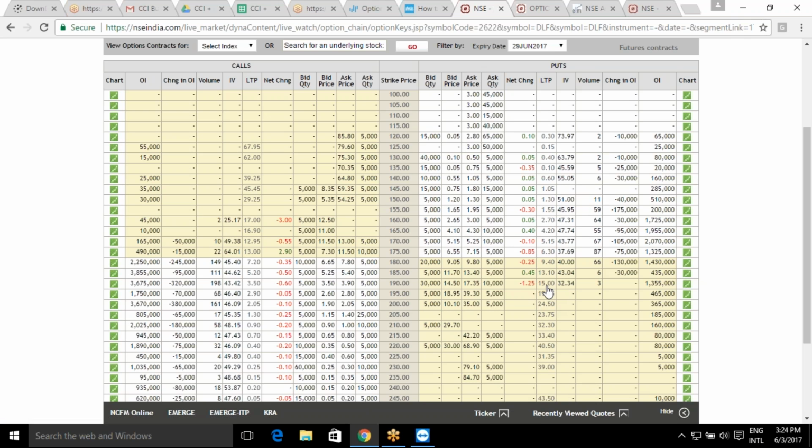So as they become more in the money, you will find less and less premium and more intrinsic value. But the premium is very high when you are actually at the money. These are the at the money call and put.